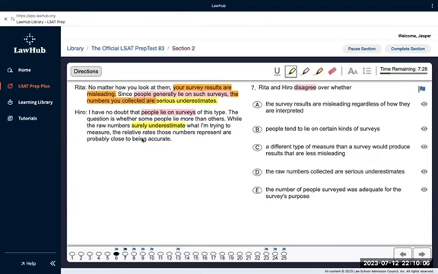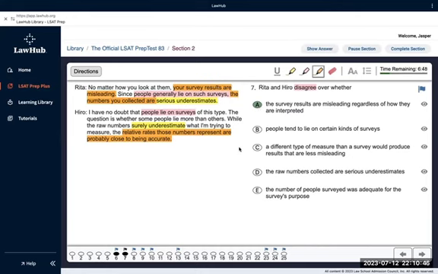So that part, the relative rates those numbers represent, that would be the results, right? So not just the data points, but the rates that they calculate based on those data points. So I would say that the point that they actually disagree about is whether the survey results are misleading or not. So A, the survey results are misleading regardless of how they're interpreted. So I would say they disagree about that.